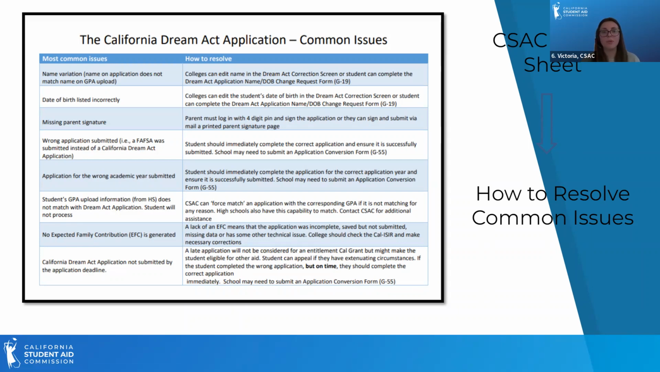And then not submitting the CADA, the DREAM Act application, by the deadline. Our DREAM Act applicants can only qualify for state financial aid. Our priority deadline for most of our programs is March 2nd. However, we still encourage students to submit regardless, even if they've missed the deadline, because there are other types of aid available. Many scholarships will also require an application on file with the financial aid office. So it's always important to still submit no matter what.